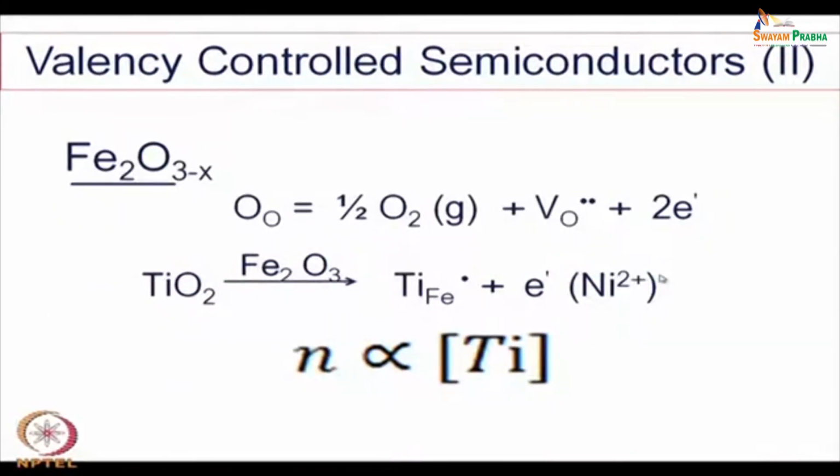Another, similar example is Fe2O3 minus x. It is an n type conductor, and this is the intrinsic defect reaction. Here TiO2 has gone into Fe2O3, and since 3 plus is getting replaced by 4 plus, we have an effective positive charge and corresponding electrons are generated.